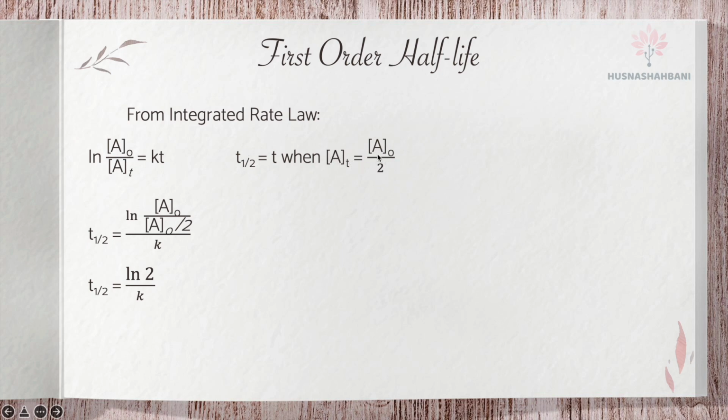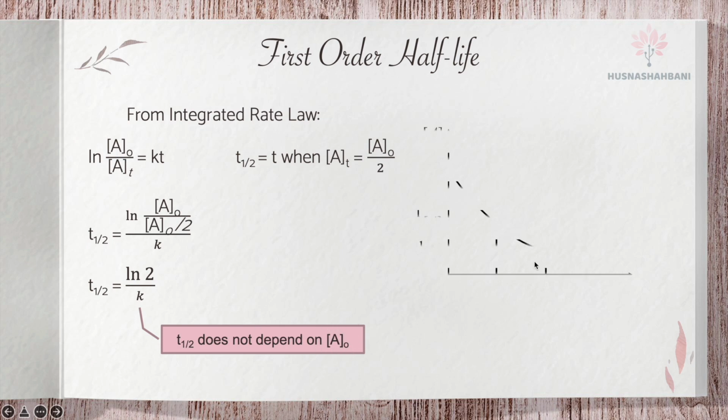So substitute this into [A]t, replace t with t half, and you will get the half-life for the first order, which is equal to ln 2 over k. This is the equation for first order half-life. As you can see here, the half-life does not depend on the initial concentration of reactant at all. There's no A naught here, it's just ln 2 over k.